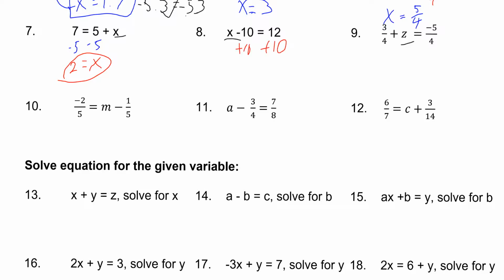Alright, next thing we're going to do plus 10, plus 10. So x equals 22. 22 minus 10 is 12. Alright, so we minus 3/4 from both sides here. And that's going to leave us with z equals, let's see, negative 5/4 minus 3/4. That's going to be negative 8/4.